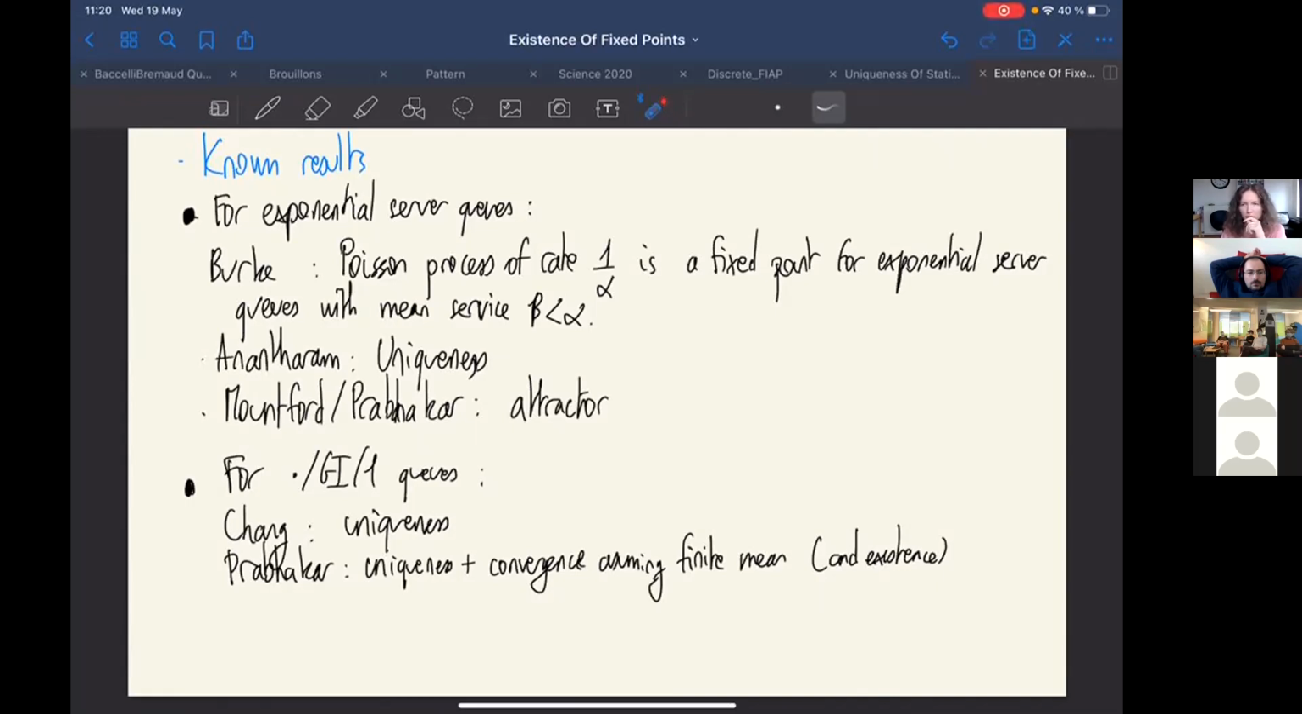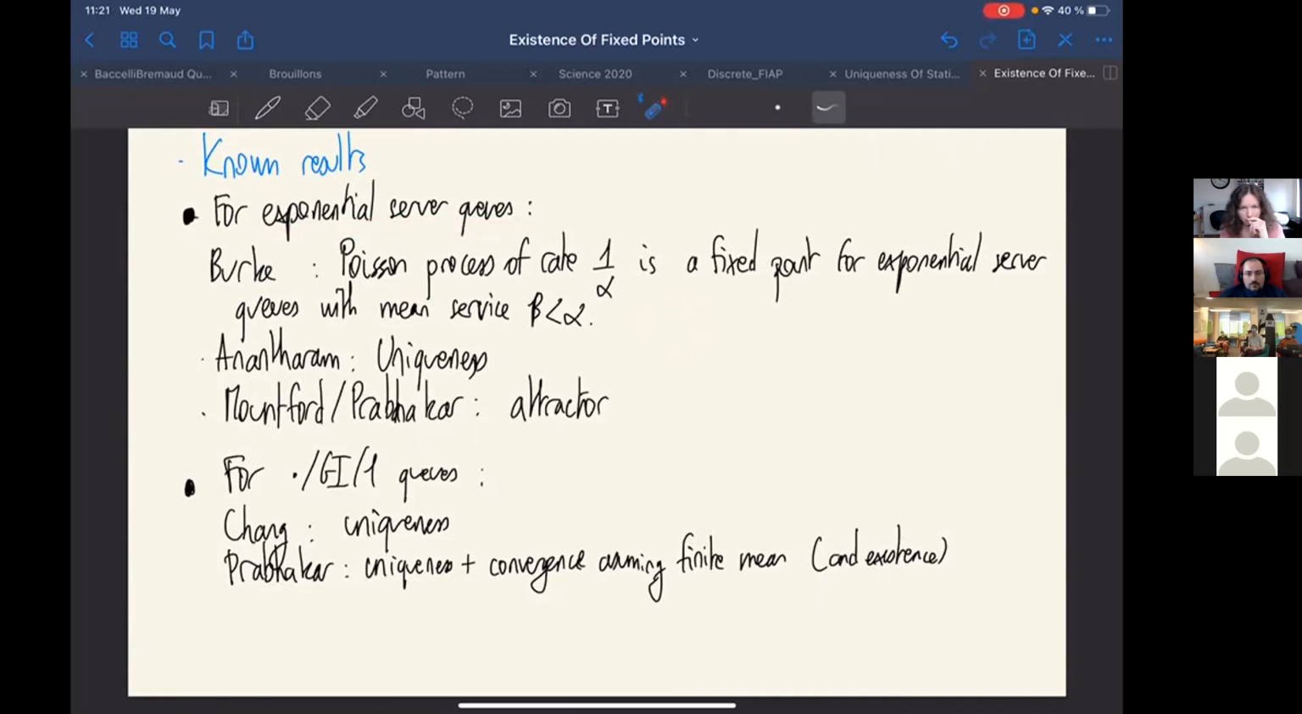Introducing a sort of Wasserstein distance to prove that the input-output map of the queue was contracting, to show uniqueness. And there's a result by Mairesse and Prabhakar to show that this fixed point is unique and it's an attractor. So for exponential server queues, the picture is complete.